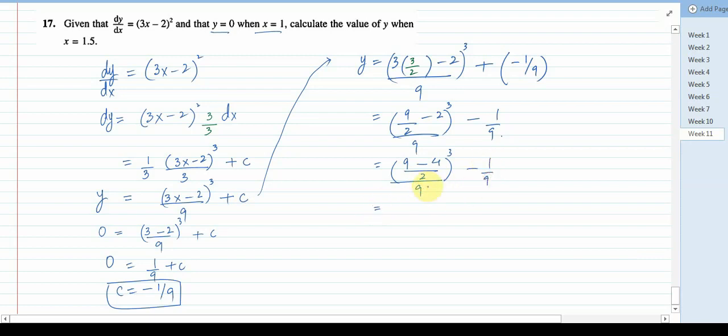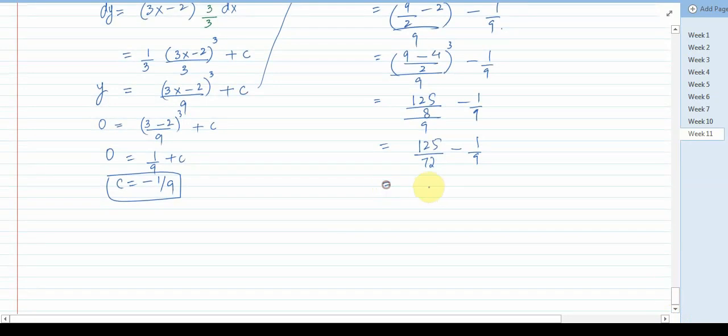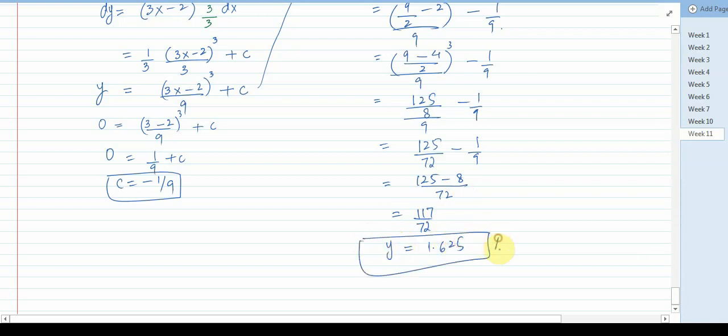9 minus 4 is 5, 5 cube is 125 divided by 2 cube is 8, divided by 9 minus 1 over 9. So it's 125 divided by 9 8s are 72 minus 1 over 9. Taking LCM, that is 72. 125 minus 8. Alright, you can solve it. 125 minus 8 is 117 divided by 72, which is equal to 1.625. That is your value of y, and this is your final answer.